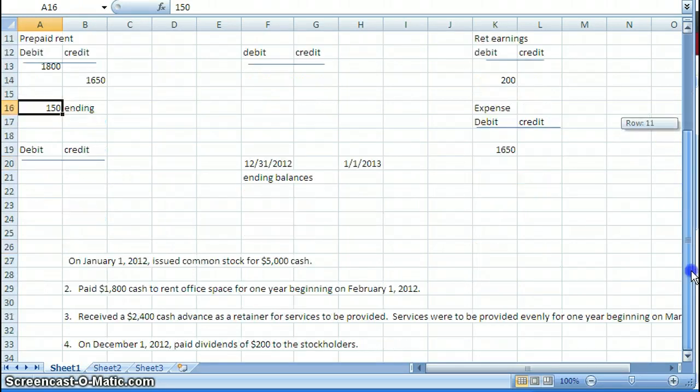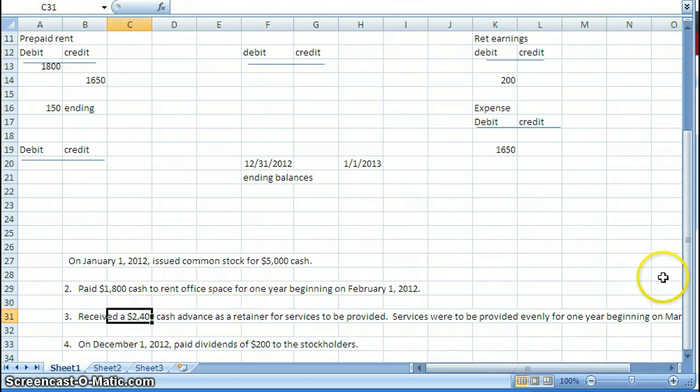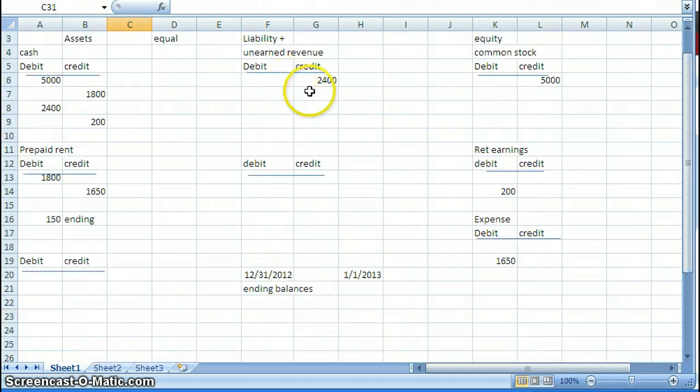Now what I need you to go ahead and do is do the same thing for the $2,400 worth of cash received as a retainer for service. There are 10 months left in the year, March through December. So figure out how much $2,400 is throughout a 12-month period. And once you have that, you have to figure out you've done 10 months' worth of work. So you're going to need another account in here, and that's going to be revenue, with a debit and credit. I'm not going to do it for you. I need you to do it.